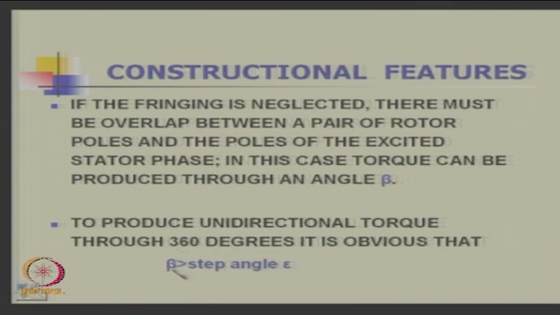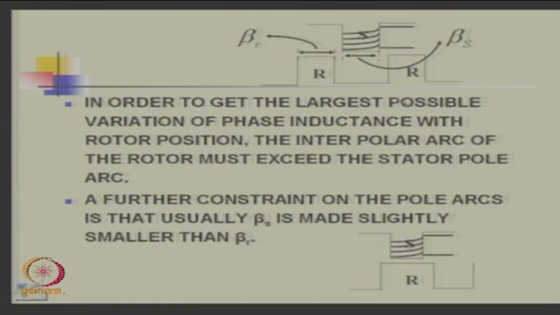Now, this angle beta, that is the stepping angle of the arc angle, must be more than the stepping angle, because there are overlap angles. See, this is beta r, the rotor tooth angle. This is beta s, the stator tooth angle. As we mentioned here, beta s is 20 degrees and beta r is 29 degrees or something.